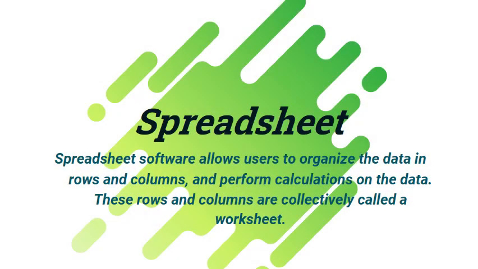The first topic of the chapter is spreadsheet. Spreadsheet software allows the users to organize the data in rows and columns and perform calculations on the data. These rows and columns are collectively called a worksheet. For years, people used manual methods, such as pencil and paper, to organize the data in rows and columns. But the data in an electronic worksheet is organized in the same manner as it is done in a manual worksheet. For this, you can use spreadsheet software like Microsoft Excel or other software.